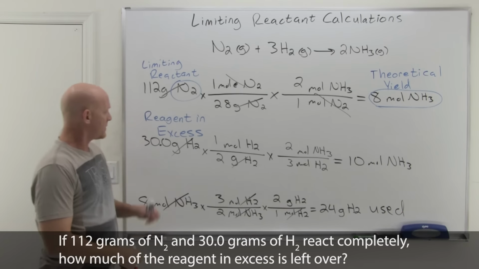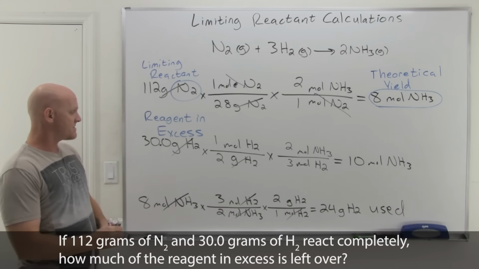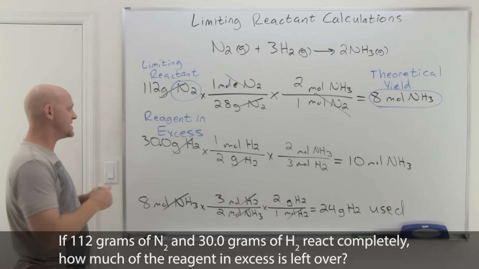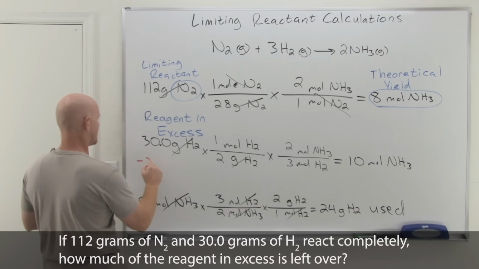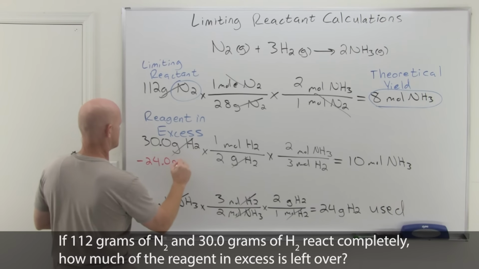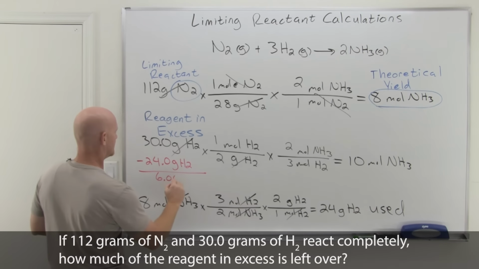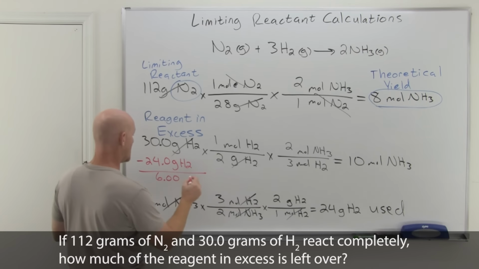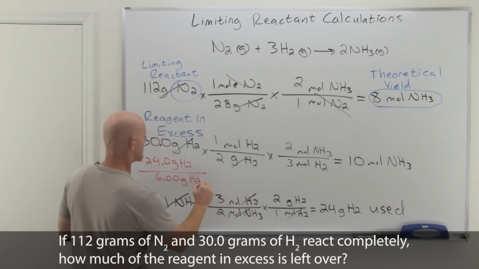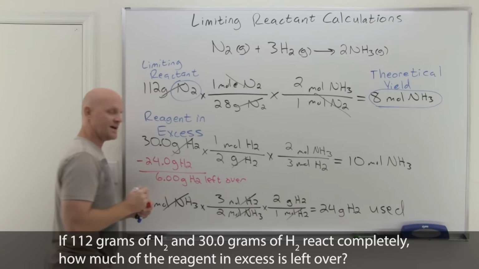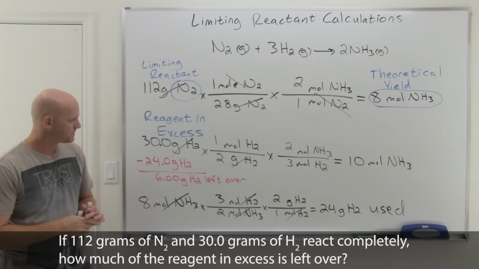And so we started with 30 grams. We just figured out that to get our theoretical yield of 8 moles of ammonia, 24 of those grams are going to get used up. And so we'll just subtract that off, and we'll see that we've got 6. And to get 3 sig figs, we'll make it 6.00 grams of H2 either left over or in excess, is the way we might say that.